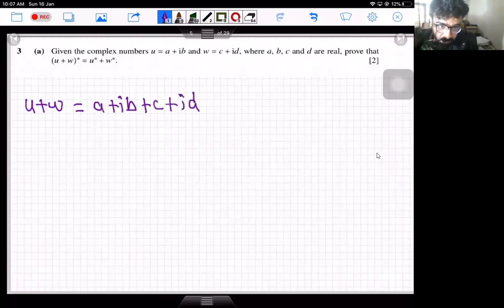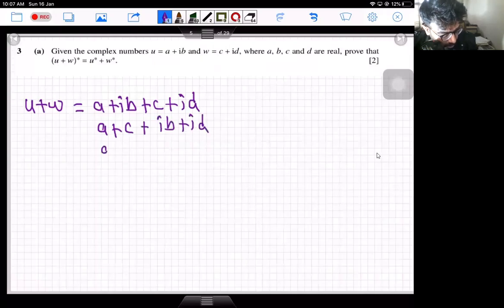So what we are going to do is add the real parts and the imaginary parts. So a plus c plus ib plus id. So a plus c plus, taking i common, multiplied by b plus d. So b plus d multiplied by i. So a plus c is the real part and b plus d times i is the imaginary part. Okay, this is the u plus w complex number.